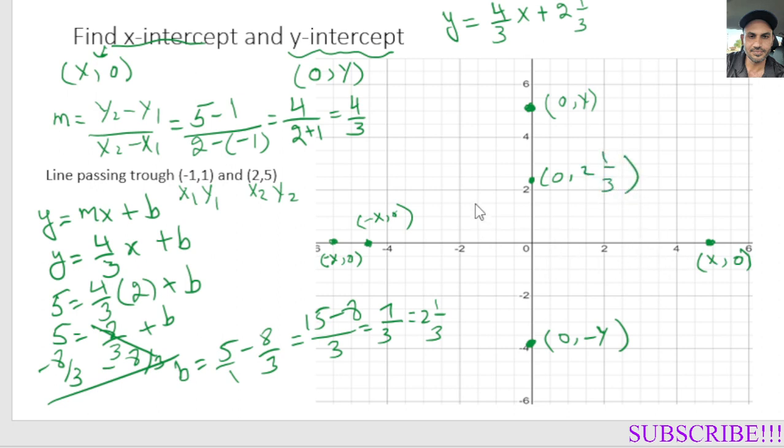And the only information I'm missing is the x-intercept. So how do we find the x-intercept? Well, we know what happens at the x-intercept. The y value is 0 and we solve for x. So we take this equation and we substitute y equals 0 and solve for what the x value would be. So we do that. Let me just do it here.